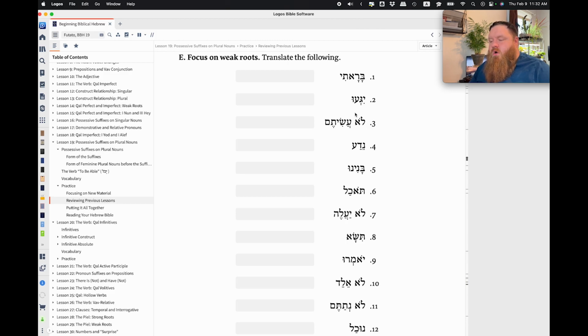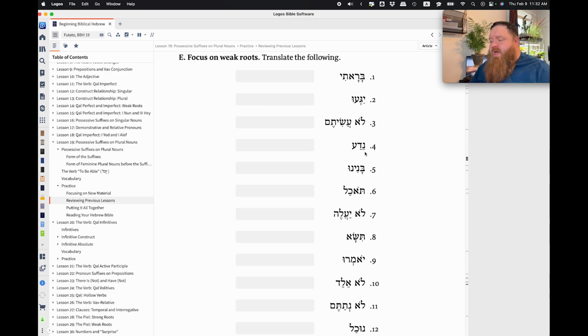Number 3, we have lo in front of a Cal perfect 2MP. That's the tem ending, Cal perfect 2MP. And then we end up with asi with the third yod. But remember, third yod should point you back to third hey. So this is a sa.